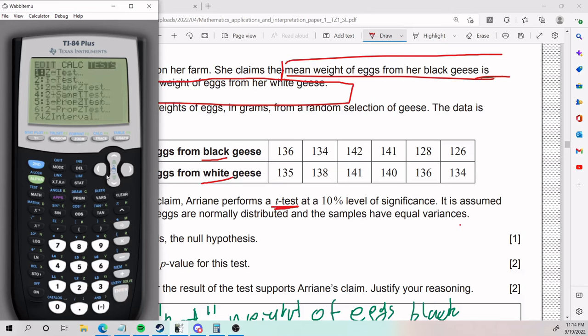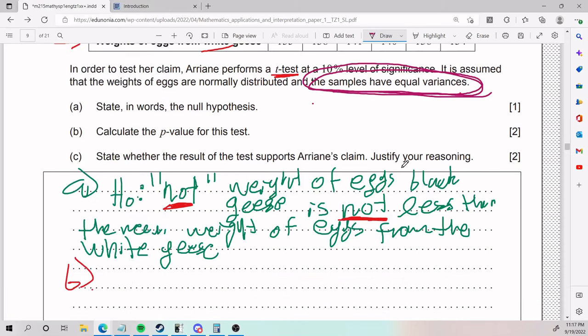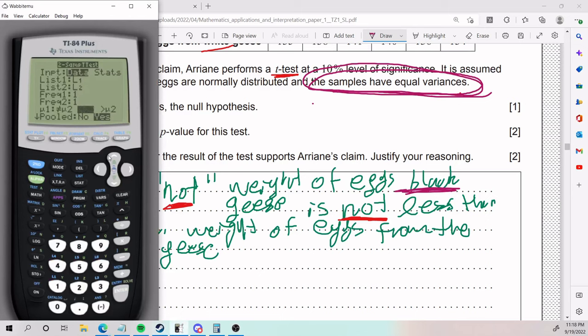All right. Stat tests. Two-sample t-test. And here we are, cierto? So for this U symbol, we're going to put the one in the middle. Why are we putting the one in the middle? Because our null hypothesis is that the mean weight from the white geese is not greater than the one from the black geese, cierto? And white geese was my second list. And since it's not, we're going to test it like that. Is it pooled? We're going to put yes.